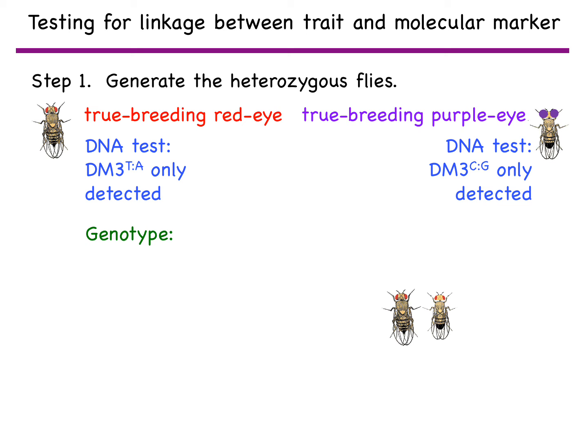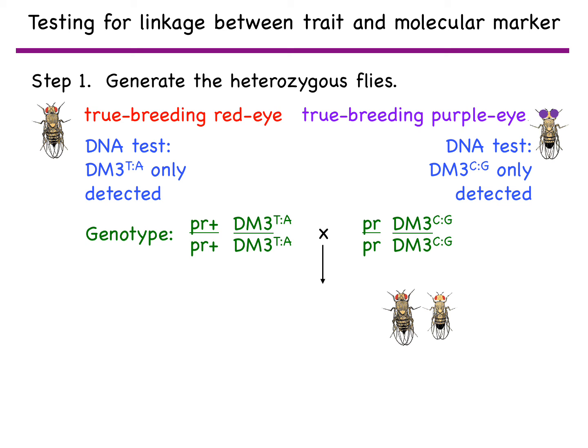And so we can actually write out the genotypes. The genotype of the true breeding red-eyed fly would be homozygous for the dominant allele purple plus, because the recessive allele is what confers purple eyes, and homozygous for the DM3TA allele. And we also know the genotype of the true breeding purple-eyed flies. That genotype would be homozygous for the recessive allele purple and homozygous for the DM3CG allele.